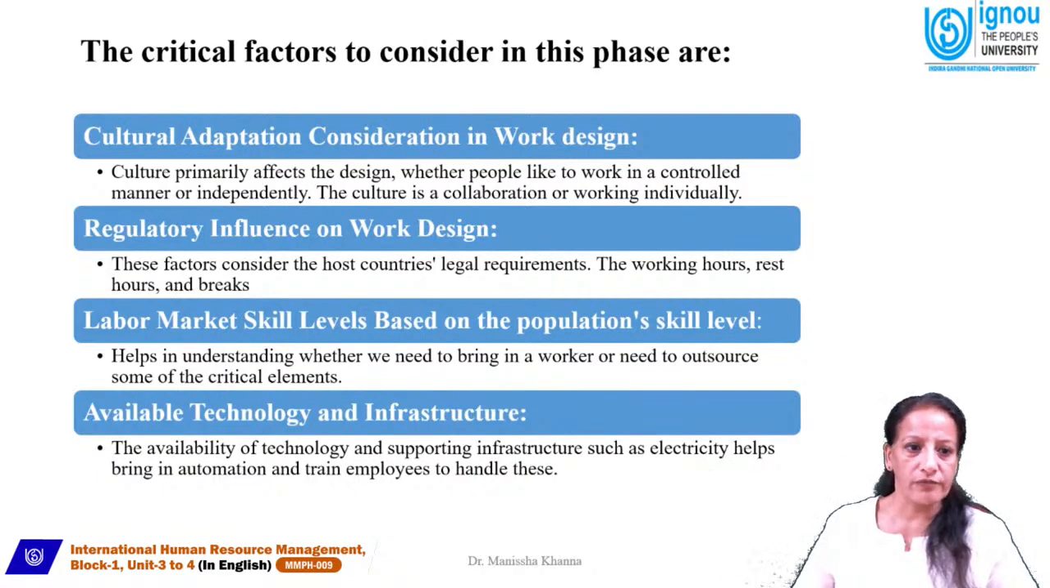It is as per the legal framework. Labor market skills are based on population skill level, which helps in understanding whether we need to hire a worker, or we outsource, or we give it to a third party. Again, it depends on the skill level availability as well. Then the most important factor is availability of technology and infrastructure. This availability, such as electricity, helps in bringing automation and training employees to handle these. So these are the few critical factors which are listed here.